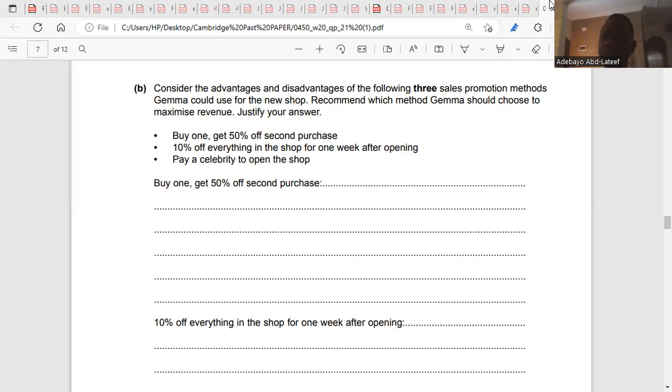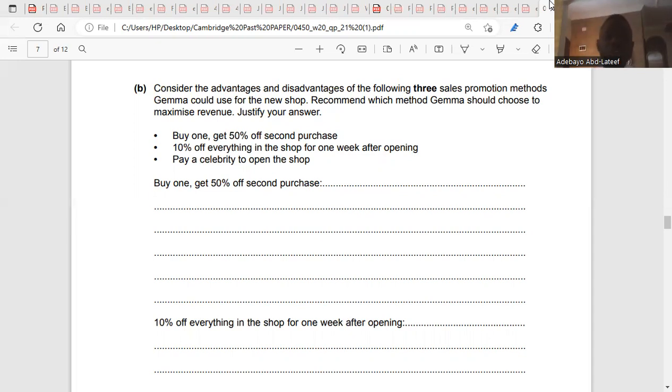But the problem about it is that the business might not be making profit. The revenue will be less. The quantities might increase in terms of what it sells, but the profit made in the business will fall because you're not selling the way you are supposed to sell anymore. Do you get the point? But they do this offer for a certain period of time. At that period of time, revenue will fall for the business. At the same time, profit will fall. That's the disadvantage about buy one, get 50% off second purchase.